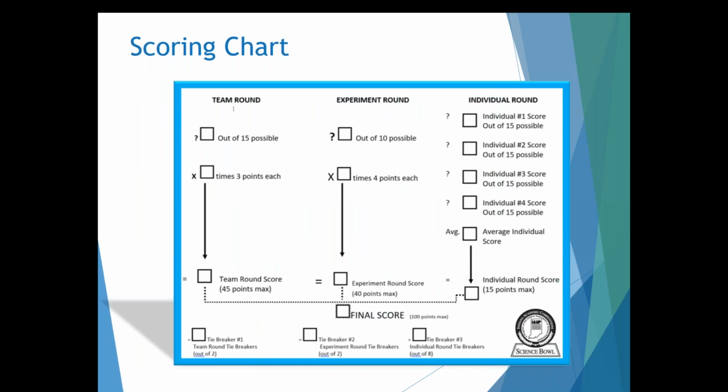So here is the new scoring chart. You can see how that works. It's pretty simple. You just add the 3 rounds together and you get your total, and write down what the 3 tiebreakers are.